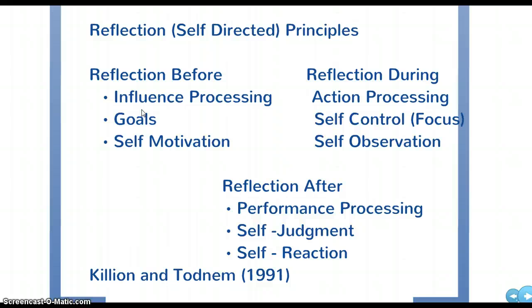According to Killian and Totem back in 1991, there are three parts to the self-directed or reflection principles. Obviously we have the first one, which is what influences our processing? Why do we want to do this? What goals do we want to set for that? Is it essential for us to do it? Do we have value in it? What are our outcomes, expectations with this? In other words, what's his motivation? Why do I want to do this?